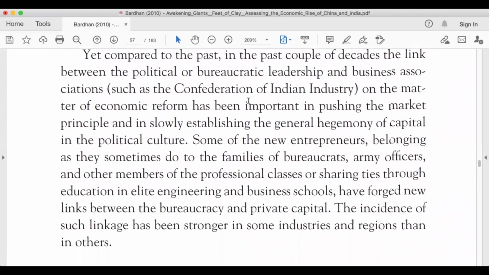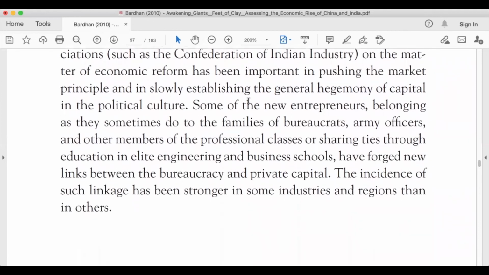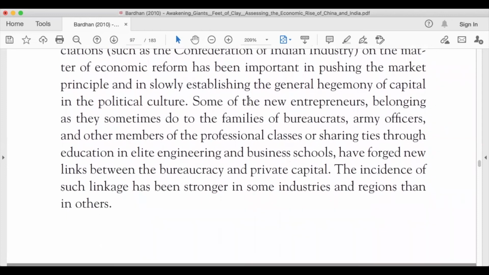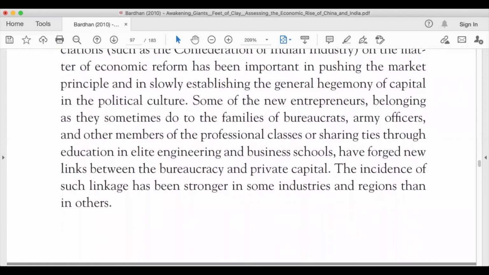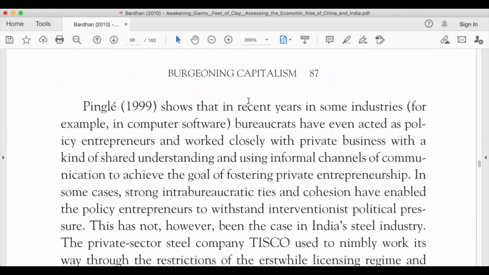Some of the new entrepreneurs, belonging as they do to the families of bureaucrats, army officers, and other members of the professional class, or sharing ties to education in elite engineering and business schools, have forged new links between the bureaucracy and private capital. The incidence of such linkage has been stronger in some industries and regions than in others.